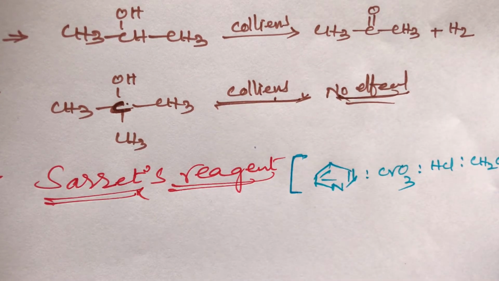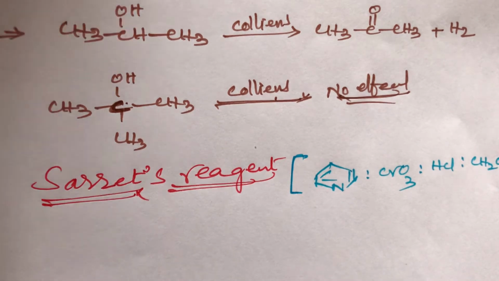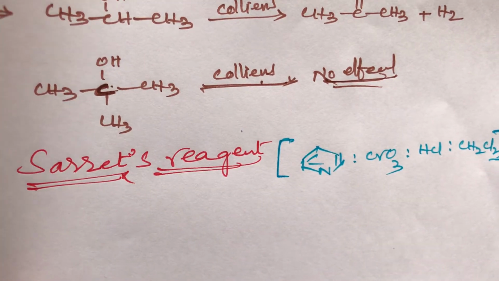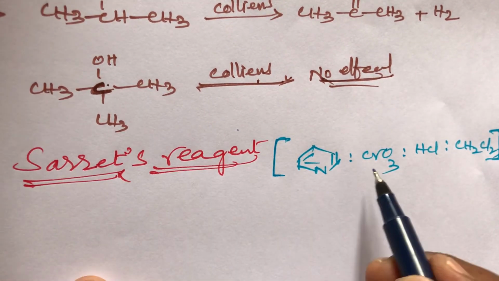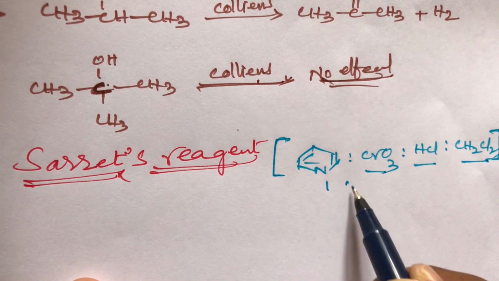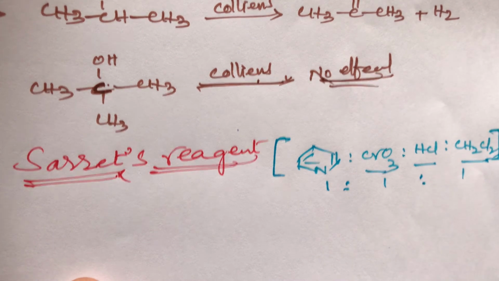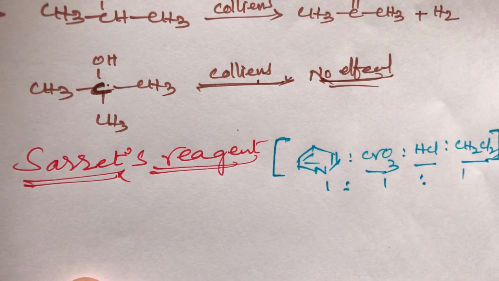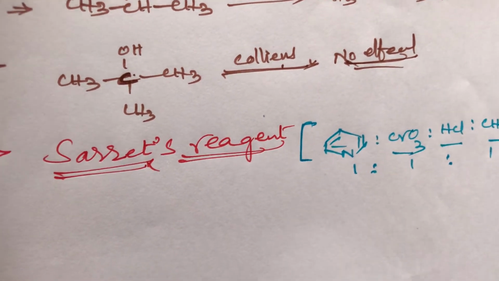This is the simple trick for Sarett's reagent: all are in a 1:1 ratio, student. One is pyridine, another is chromium oxide, hydrochloric acid, HCl, and dichloromethane. All are in a 1:1 ratio. This is called Sarett's reagent, student.